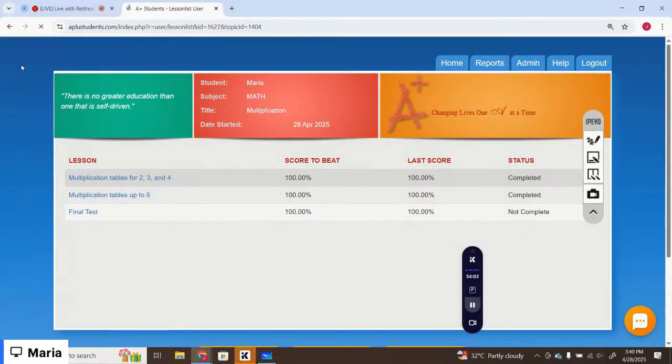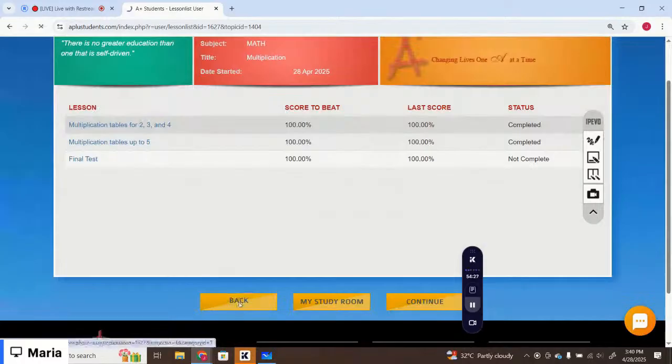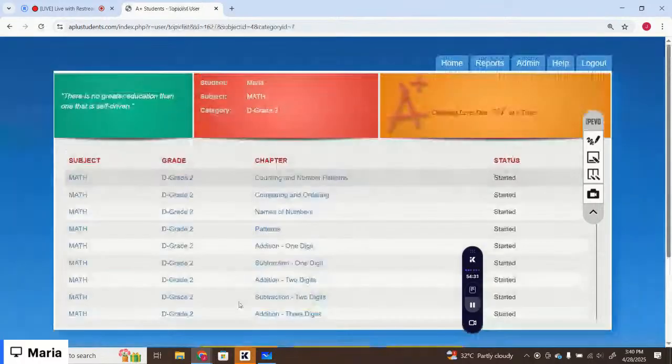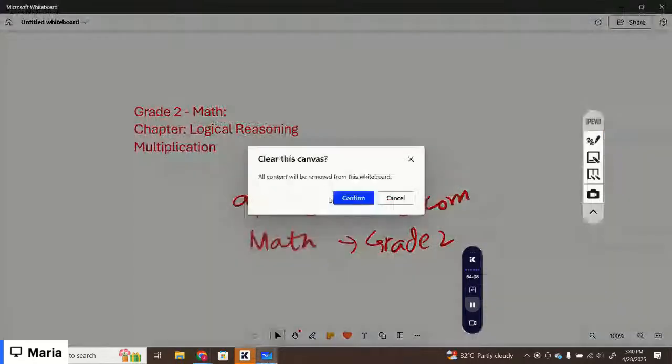So we were working on grade 2 math. We have started with the chapter logical reasoning. The lesson we have covered on the chapter is guess the number. Then we started the chapter multiplication. The lessons we have covered are multiplication tables for 2, 3, and 4, and then multiplication tables up to 5. So please make sure before the next session you can complete all the practice questions for the lessons you did. That is your homework until next session.